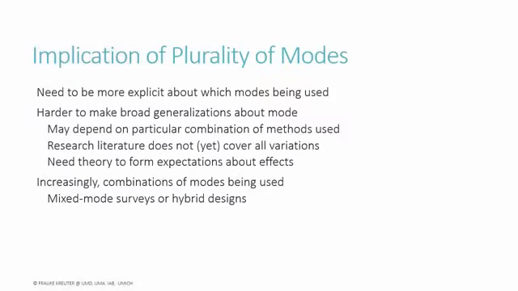When people analyze your data, it is important that you are very explicit on which modes are used. It's much harder to make broad generalizations about one mode across all possible topics. So this might depend on a combination of modes in conjunction with a particular topic or a sponsor. And increasingly, like the American Community Survey that I mentioned before, the surveys come as a mix in a mixed mode design or hybrids of particular modes.